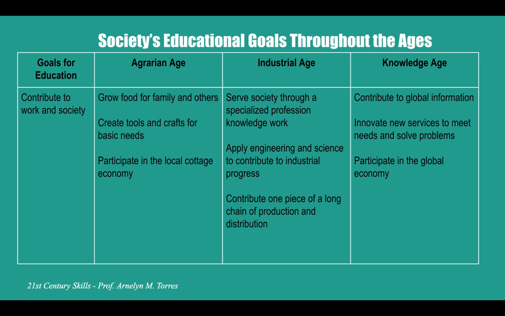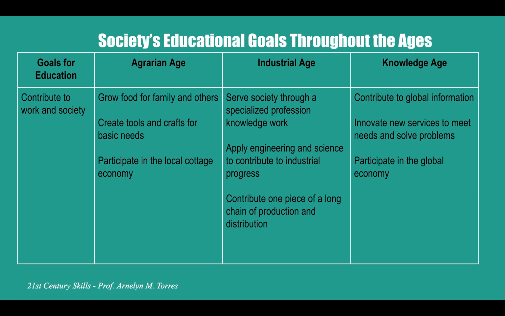And moving to the knowledge age, the first goal would be to contribute to global information. So, how do you contribute to global information? You have to know how to use technology to contribute to global information. And for you to spread or disseminate the information globally, you have to have access to something that will spread it worldwide.